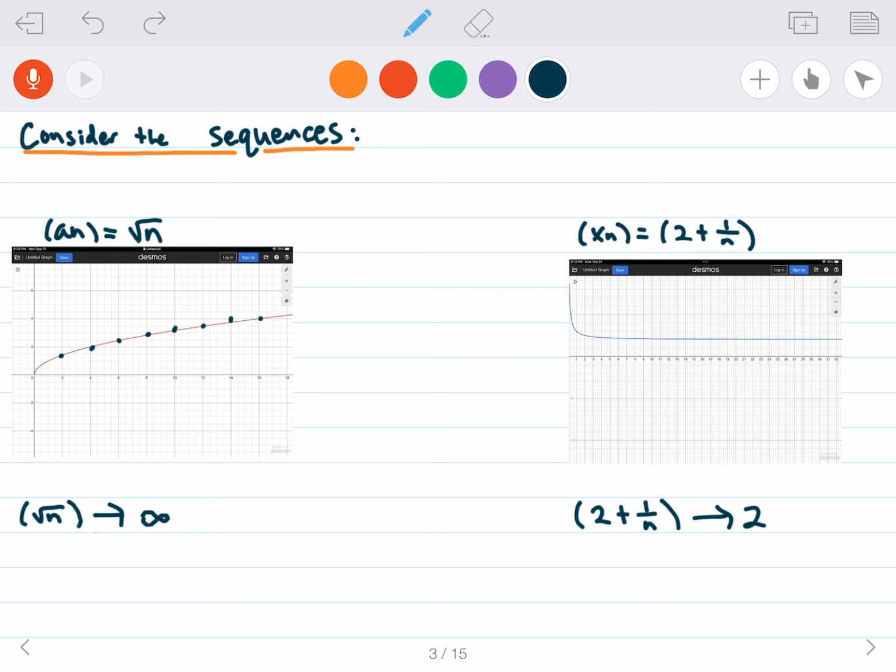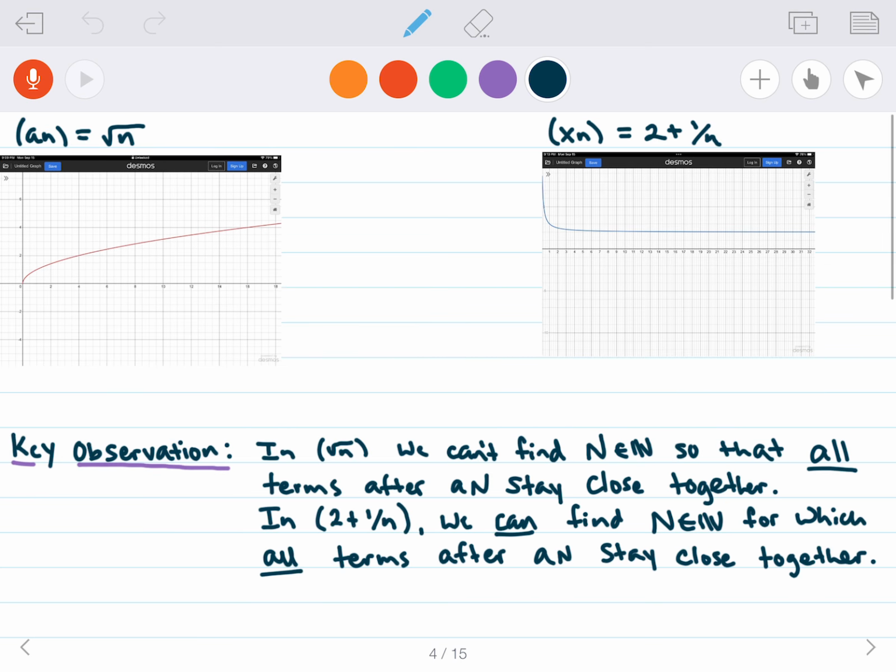On the other hand, the sequence x sub n equals 2 plus 1 over n does converge to 2. As we let n get really, really big, the 1 over n goes to 0, and so the whole thing goes to 2. Again, I drew this as a function, but you really do want to think of it as a sequence having these discrete values. So what is the difference? If we were to just look at this picture, how could we determine that this one diverged while this one converged? What are the big differences here?